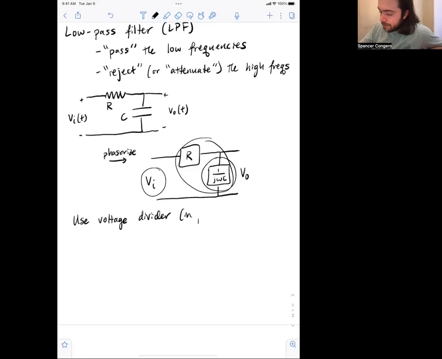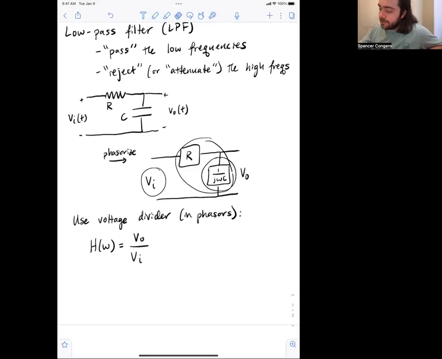Okay, and this is, in phasors, obviously. Like using the impedances in the phasorized domain. And we want to get the frequency response H of omega, which we said before is the ratio of the output phasor to the input phasor.